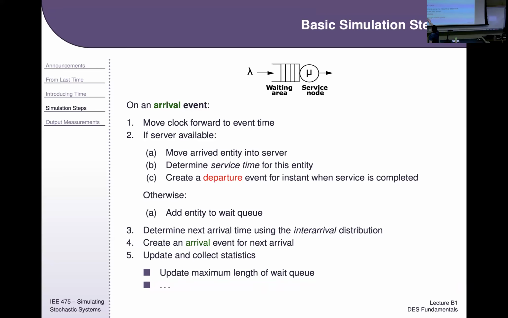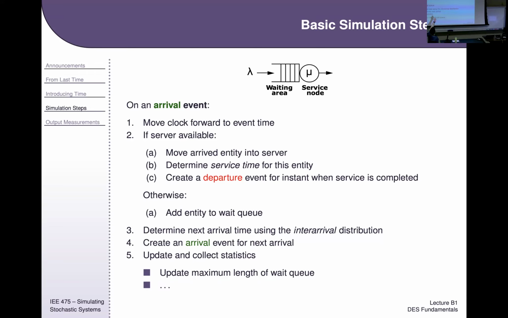And if it is available, we move the entity directly into the server. And when that mu comes into play, that mean server time, that is what parameterizes the distribution that we're going to use to schedule how long our entity is going to be in the server. In other words, how long the server is going to be busy. And we will schedule that event to happen. And at that point in the future, it will become free and another entity can move in. So that's what I'm saying here. We're creating a departure event that we schedule in the future.